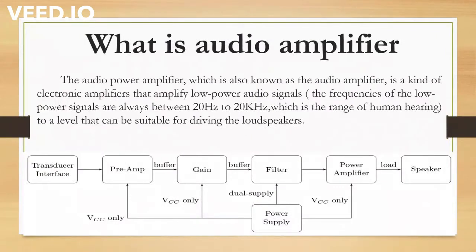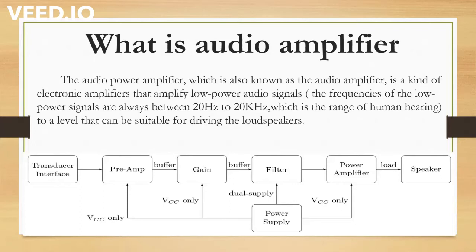So what is basically an audio amplifier? An audio amplifier is a kind of electronic amplifier that amplifies low power audio signals. The frequency of the low power audio signals is in the basic human hearing range, that is 20 hertz to 20 kilohertz, and it amplifies them to a level suitable for driving loudspeakers, the low power loudspeakers.